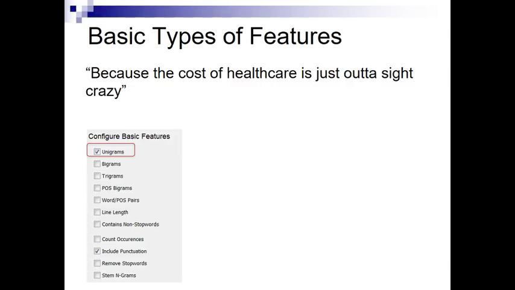So here's an example, because the cost of healthcare is just out of sight crazy. What are the features we would extract with the Unigram feature extractor? We're going to extract every word in this text. I'm not going to underline each one. Eventually I get lazy. But you can see, it's just single words, each one a feature. Bigrams, on the other hand, are looking for pairs of words that occur next to each other in the text. So we'll have because the, the cost, cost of, and then of healthcare, healthcare is, is just, out of sight crazy. All those are bigrams. Trigrams are similar, but they're triples of three words next to each other. So because the cost, the cost of, cost of healthcare, healthcare is just, and so on.